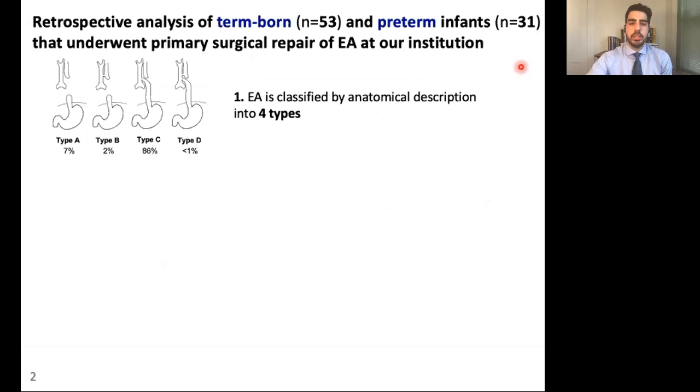We conducted a retrospective analysis of term-born and preterm infants that underwent primary surgical repair of esophageal atresia at our institution. Esophageal atresia is classified by anatomical description into 4 types, as you can see to the left here, with the incidence in the literature displayed below.